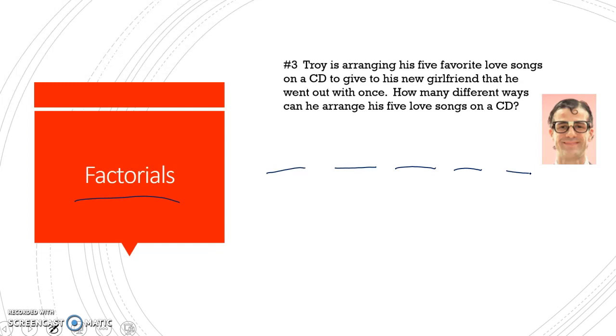So the first way would be he has 5 choices for his first song, and maybe that's his favorite. And then after he chooses his first song, he's going to have 4 choices left for his second song because his first song's already been picked. Then he has how many songs to choose from left, and that's 3 songs. Once he picks his top 3, he only has 2 songs left, and then 1. Well, we want to multiply 5 times 4 times 3 times 2 times 1.